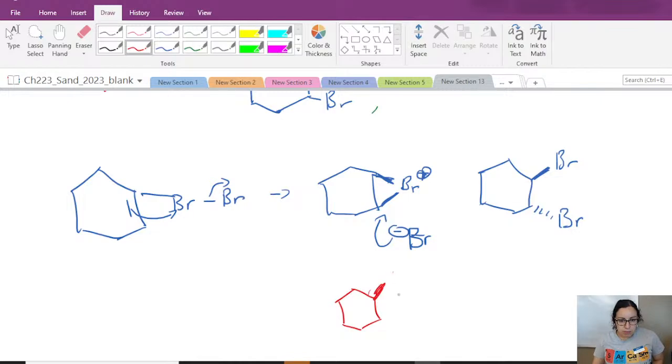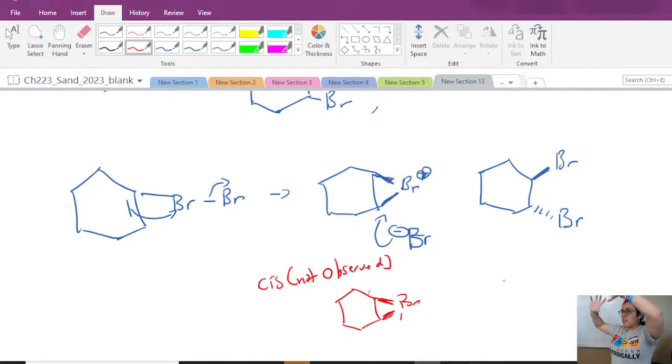and so the mechanism for this one and why it doesn't exist, so cis, and I'll put not observed. So again, we're back at this intermediate, so bromine, oops. So it's up, and you can't have another bromine come on from the top because there's one already sitting there, so it has nowhere to go. So it can't come in, and that's what would have to happen. It would have to come in from the same side to get that cis stereochemistry.